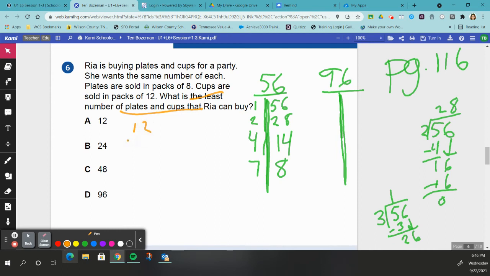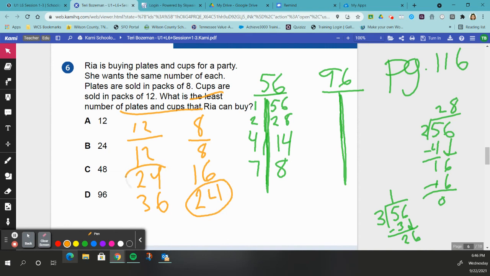So if we're listing our multiples of 12, then we also want to list our multiples of 8. If we're counting by 12, we would go 12, 24, 36. All right, so let's go over here to 8. We would start with 8, and then 16, and then 24. So now we have reached one that's the same. So that is the least number of each that she could buy to have the same number.